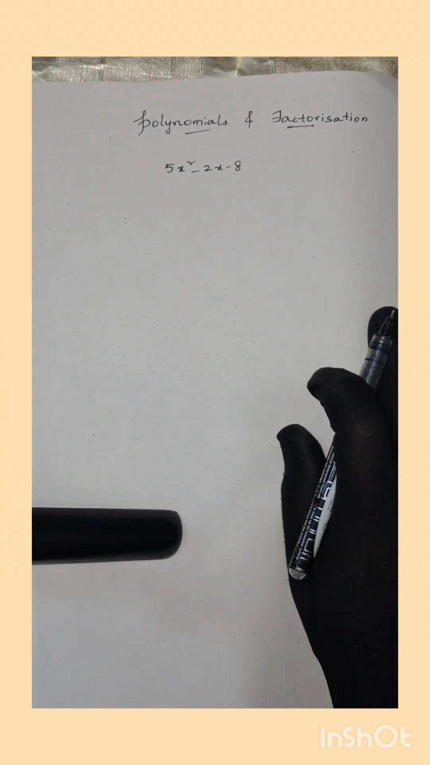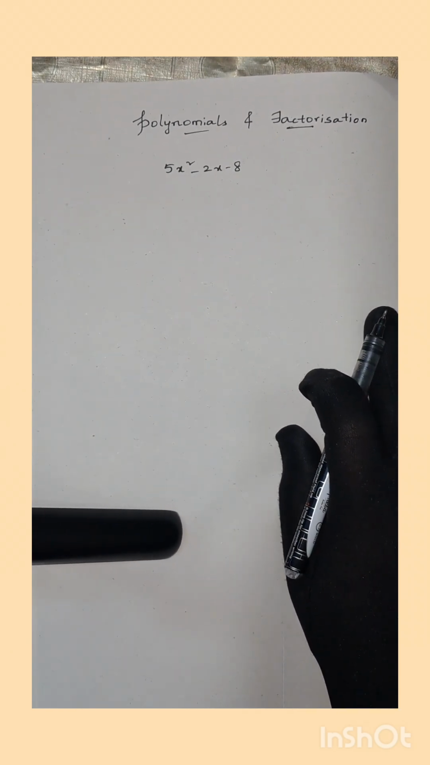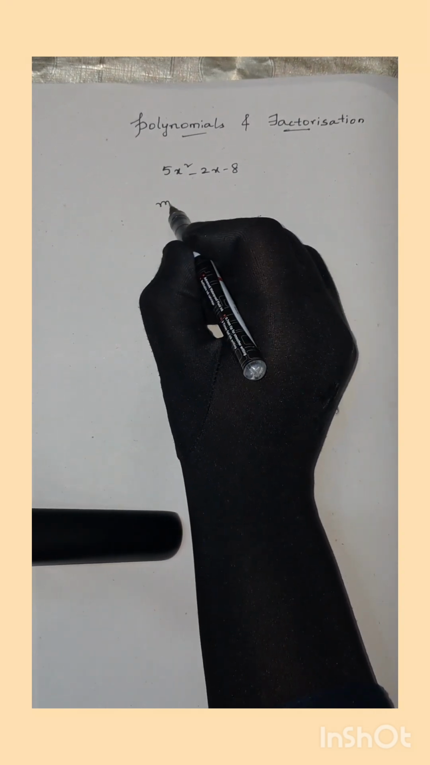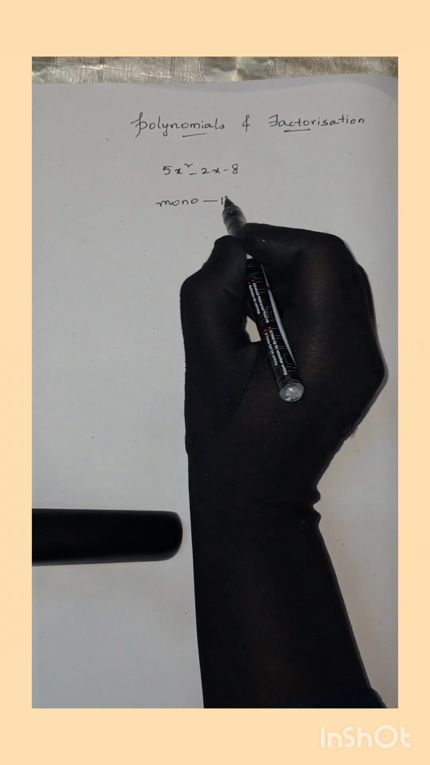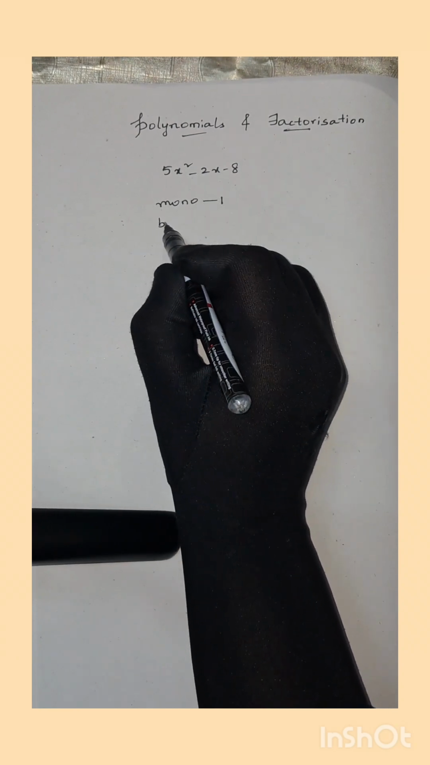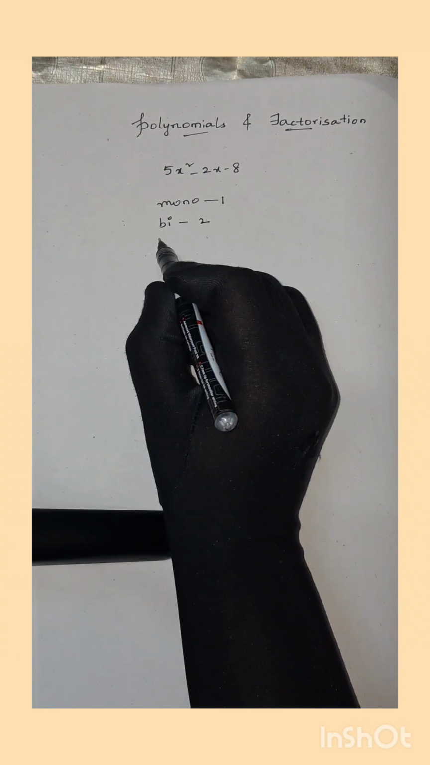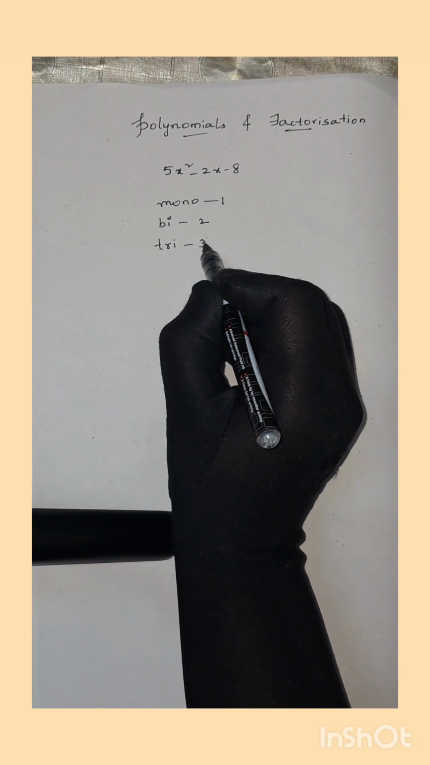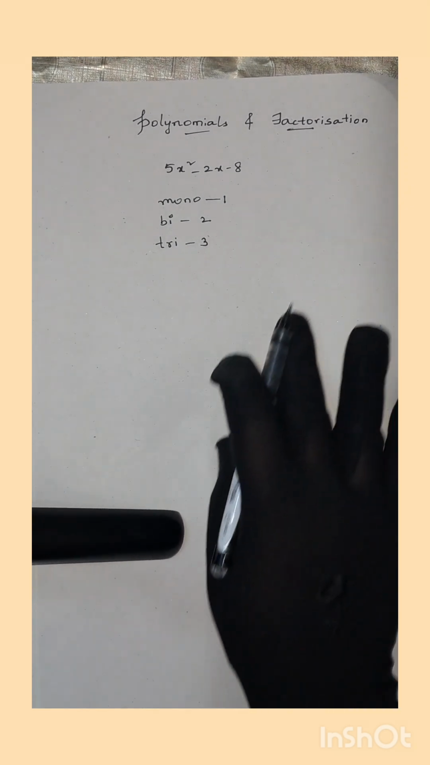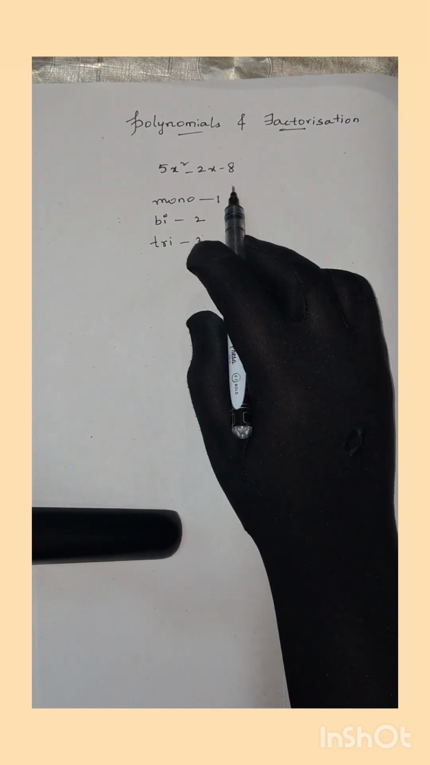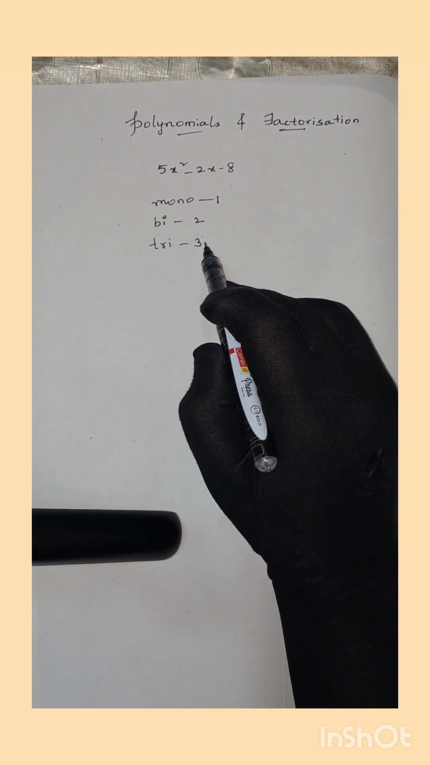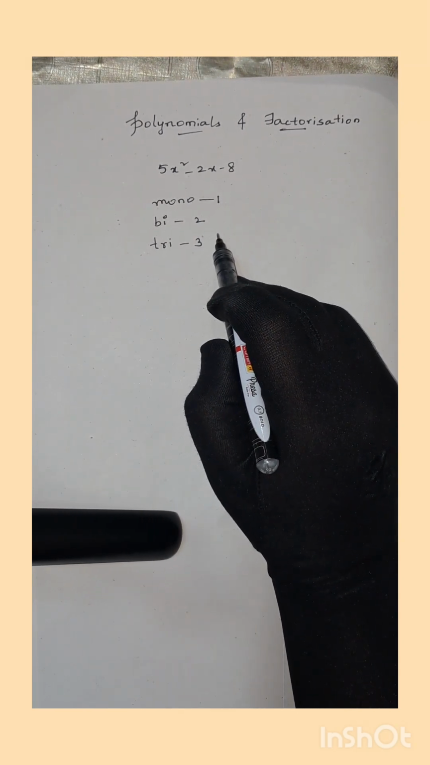Polynomials can be classified into monomials, binomials, trinomials, and polynomials based on the number of terms they contain. You need to understand this. Mono means 1. Binomial, bi means 2. Trinomial, tri means 3. Polynomials means more than 3.